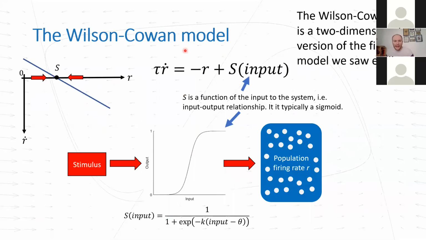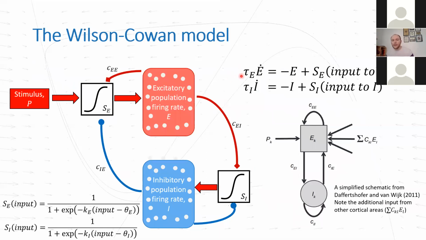So if I go back to the previous slide, we had tau R dot is minus R plus S of input. Now we've got 2 equations, tau E, the excitatory time constant, E dot is minus E plus S_E, the excitatory sigmoid of the input, and the same for I. So these 2 equations are just the firing rate equations, but for each population, okay? So we've just repeated it twice.